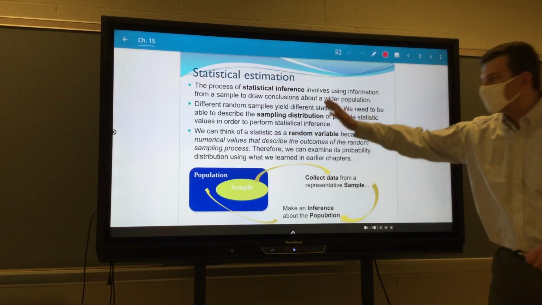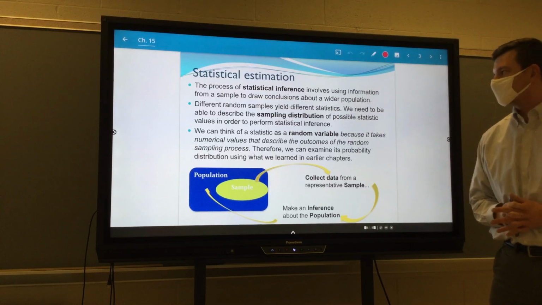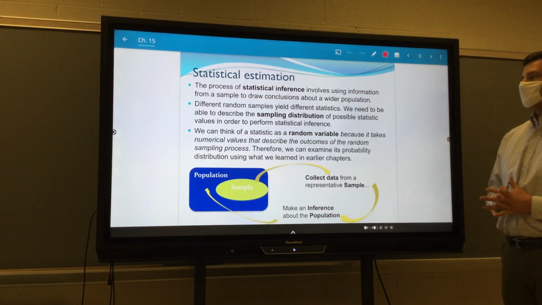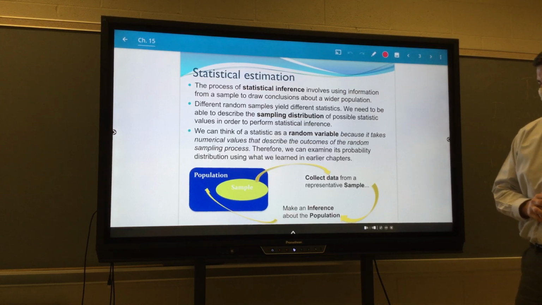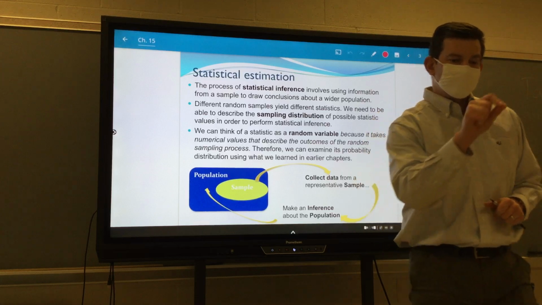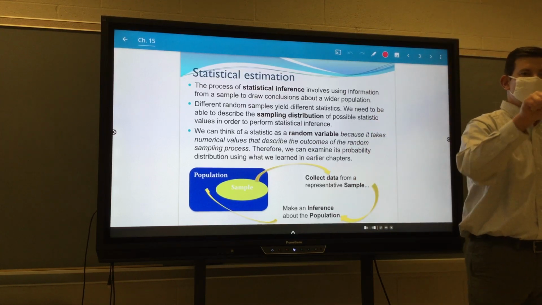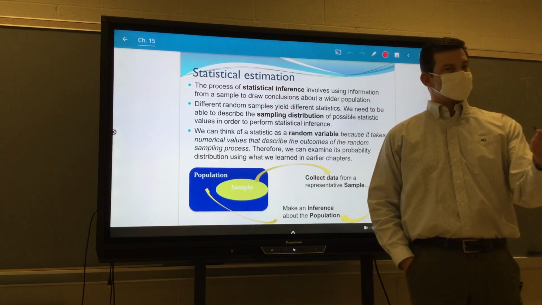Now, this is pretty straightforward common sense here, and we've been saying this. The process of statistical inference involves using information from a sample to draw conclusions about a wider or larger population. Now, there's no guarantee that what we get in the sample exactly matches what we get in the population. I've been saying this for a long time.